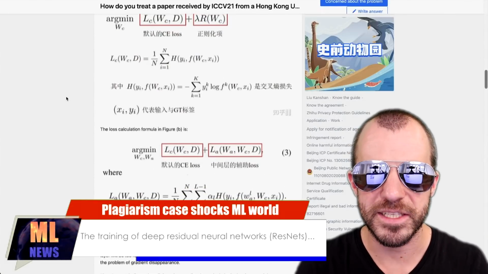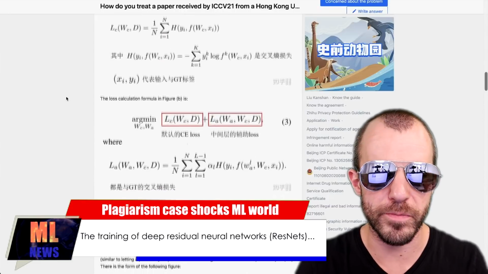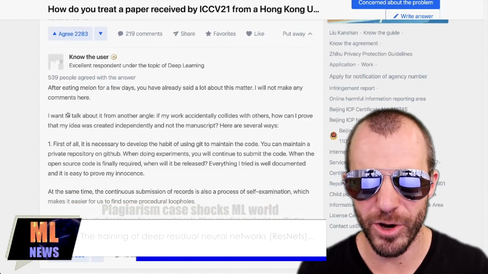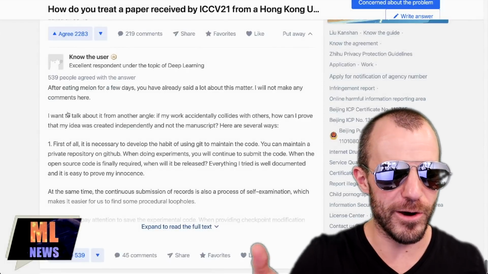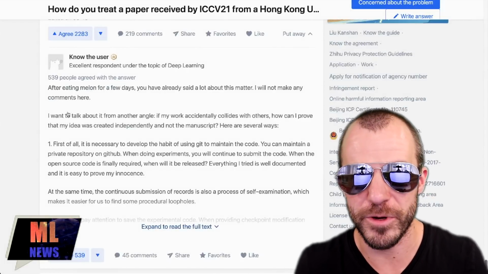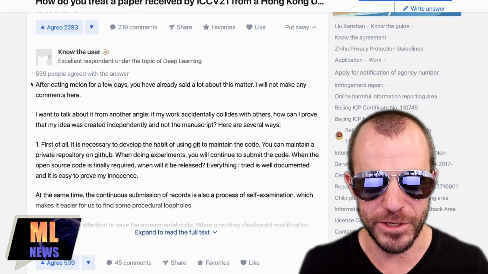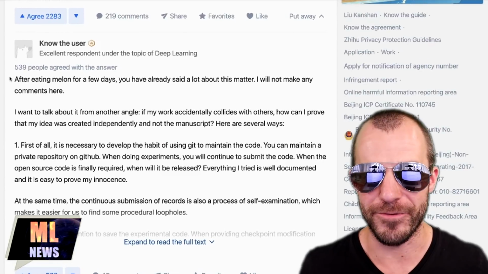Needless to say, this has generated giant amounts of discussion. As I said, the Twitter post by Pierre Ablin became very widely spread. Reddit was on fire. Chinese social media talked about this at length. I was in general impressed with the amount of work that people put into analyzing similarities between papers. However, the best comment goes to a combination of this user right here, I don't know who it is, and Google Translate. It starts with, "After eating melon for a few days, you have already said a lot about this matter."